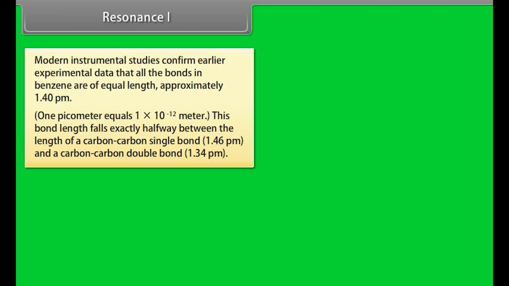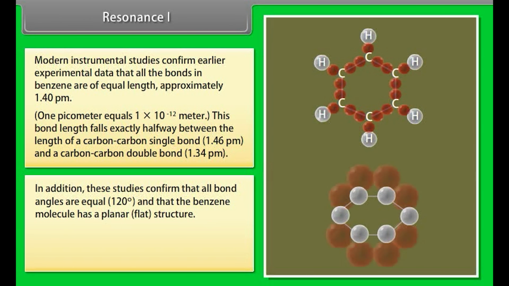This bond length falls exactly halfway between the length of a carbon-carbon single bond, 1.46 picometer, and a carbon-carbon double bond, 1.34 picometer. In addition, these studies confirm that all bond angles are equal, 120 degrees, and that the benzene molecule has a planar or flat structure.